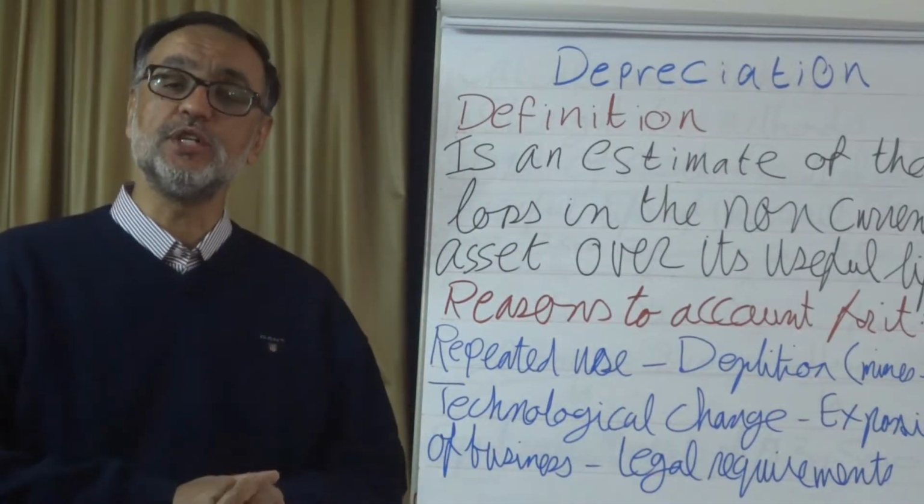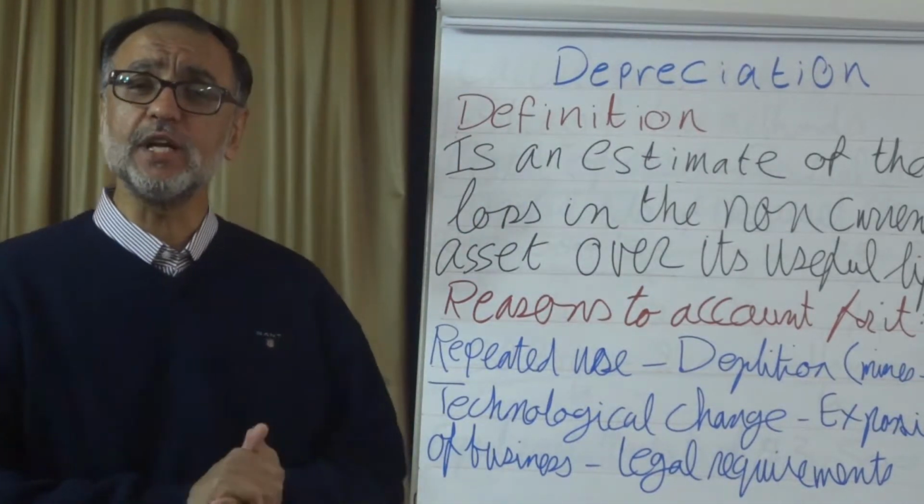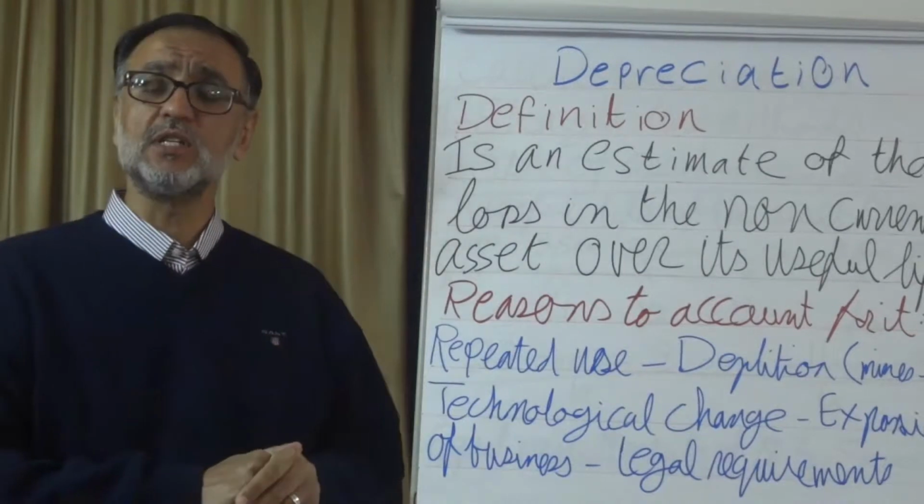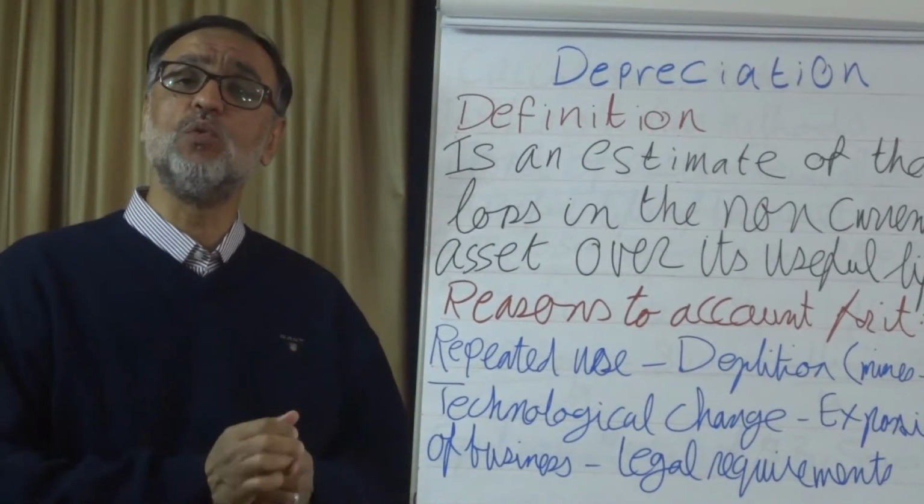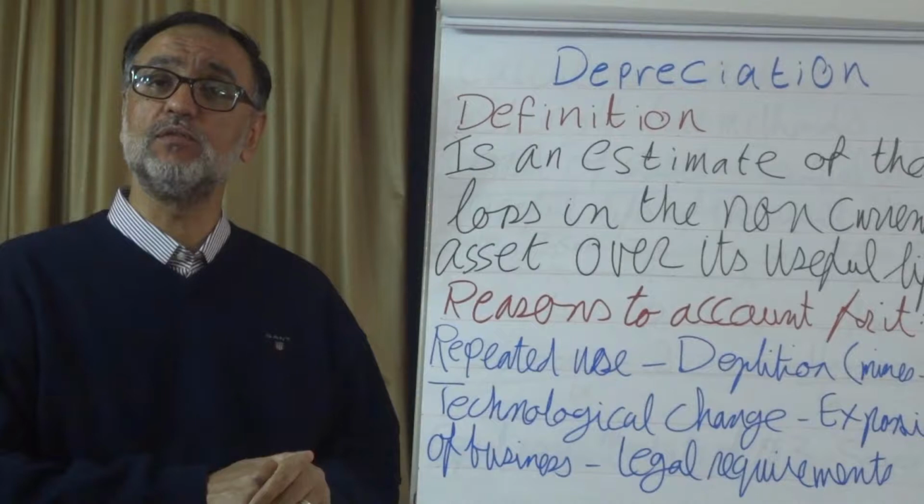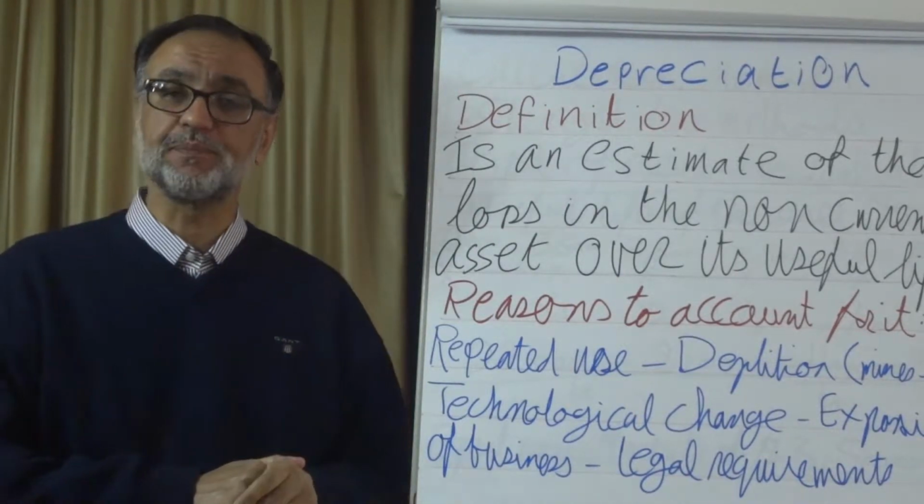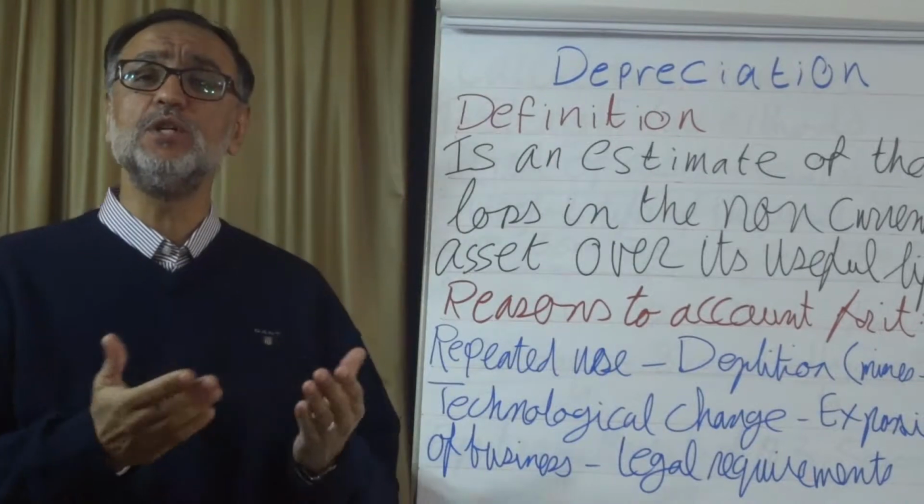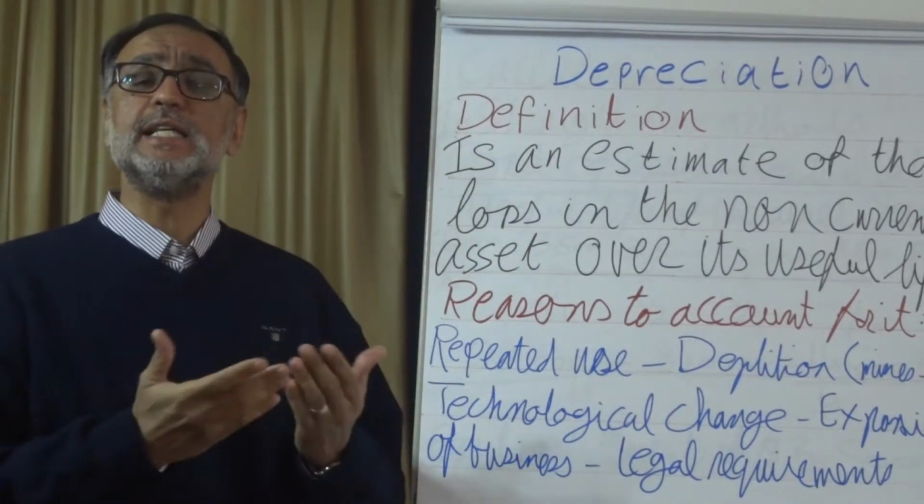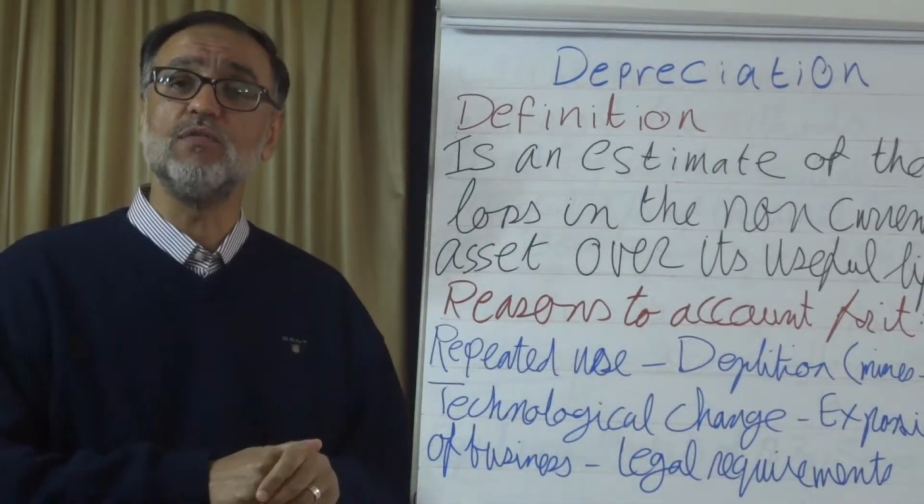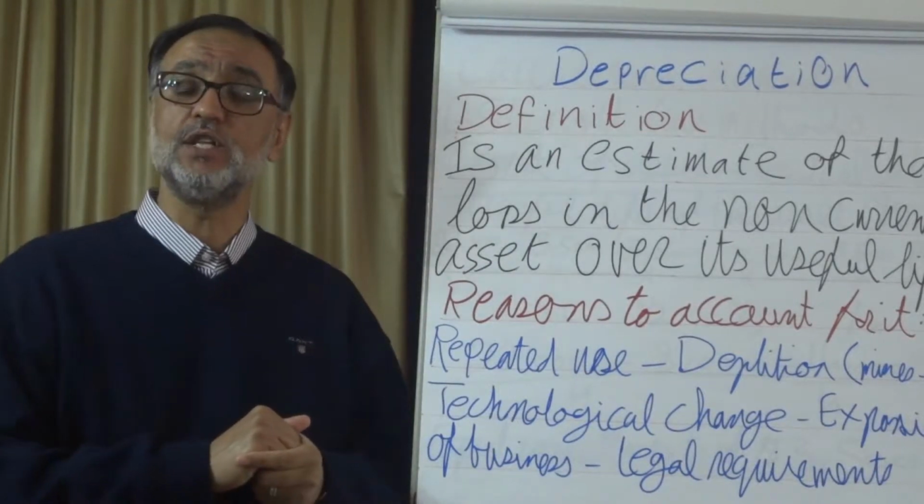We'll talk about depreciation. We'll cover depreciation in 3 lessons. First lesson, we'll talk about the definition, why we are accounting for depreciation, and the methods to calculate depreciation. Basically, depreciation is to estimate the loss in the value of the non-current asset over its useful life.